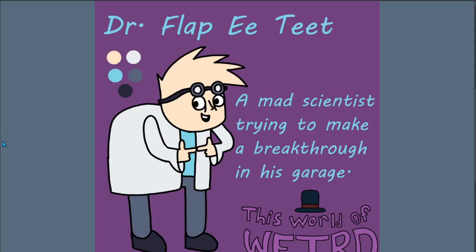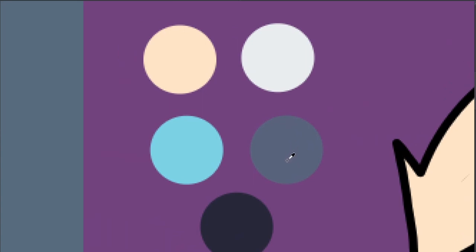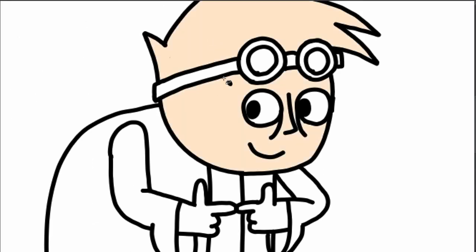This is Flap's reference sheet. These are his 5 main colors. Each of the This World of Weird characters, well, the majority of them, have only 5 colors to keep it simple. He's got skin tone for his head and hands.